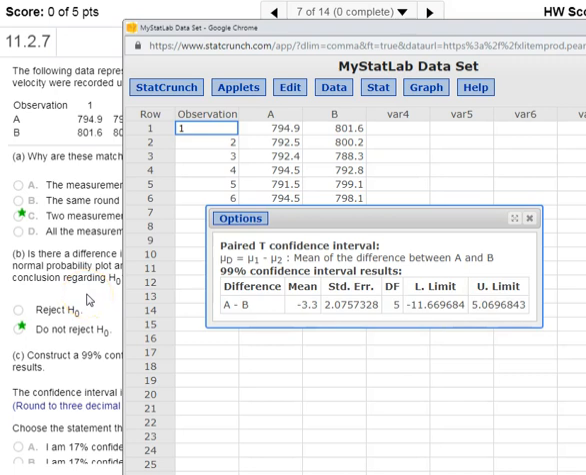We don't want to reject the null, which is saying the difference is 0, based off the p-value, and we also don't want to reject it based off of our confidence interval, because 0 is an option within our confidence interval.